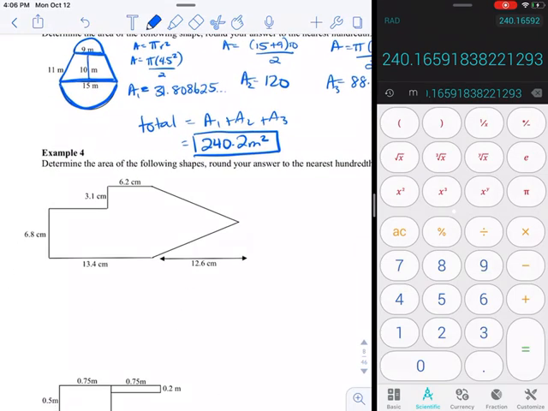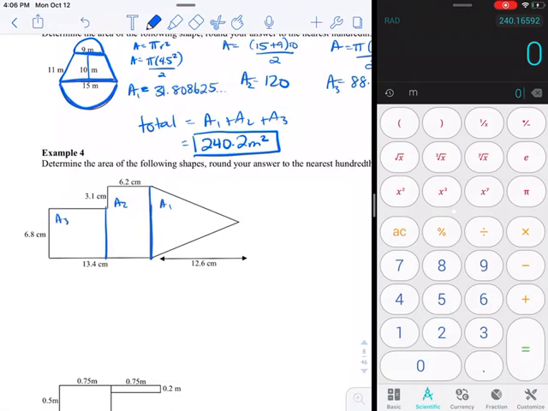Okay, this next shape, maybe pause the video in your notes, see how you would divide this shape up, and then hit play and see how I do it. So I would divide it up kind of like this. All right, so we've got area 1, area 2, and area 3. A couple measurements we need to figure out.